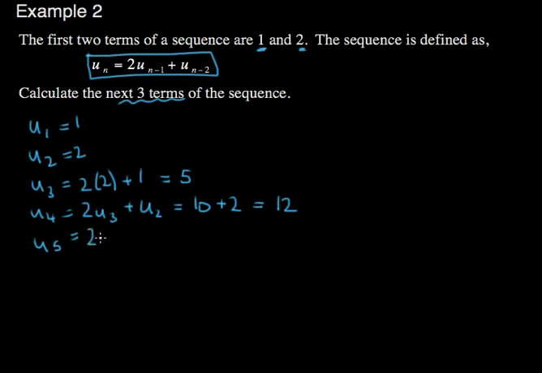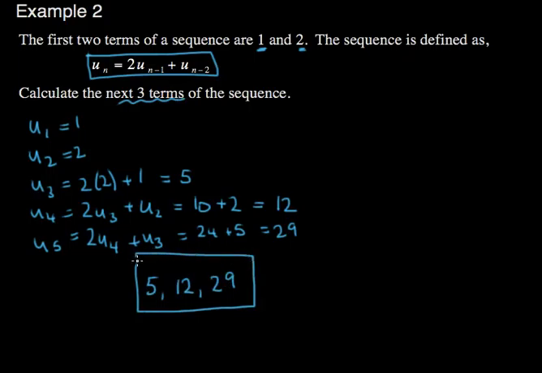U5 is going to be 2 lots of U4 plus U3. And 2 lots of U4 will be 24, plus U3 is 5, so this is 29. Now remember, you can't leave your answers like this. You have to write your answers in a box. So if it's asked for the next 3 terms, you have to write 5, 12, and 29, and box that to make it clear that that is your answer.